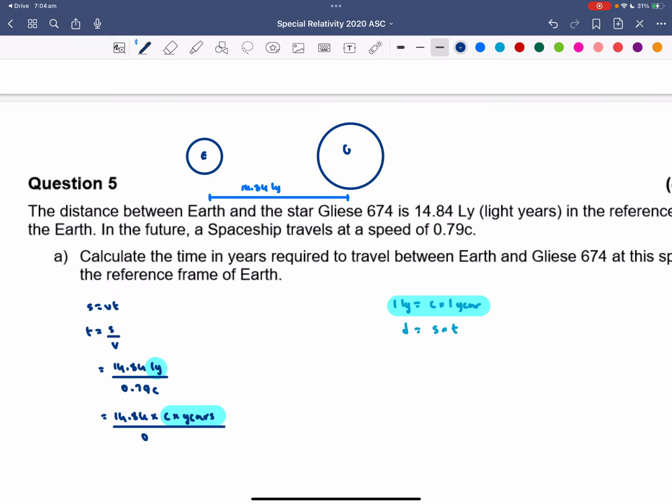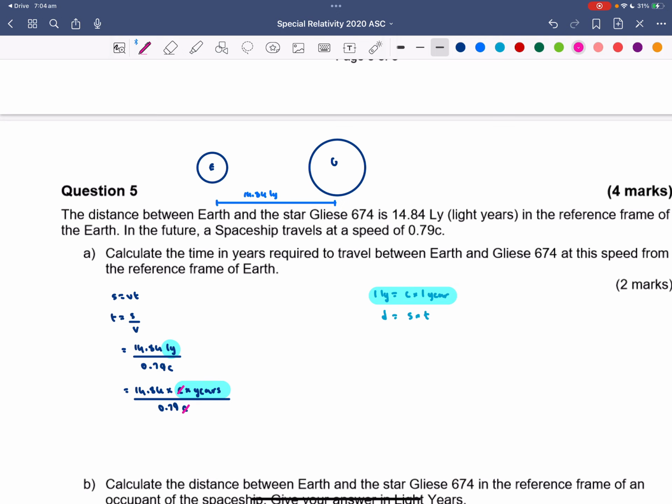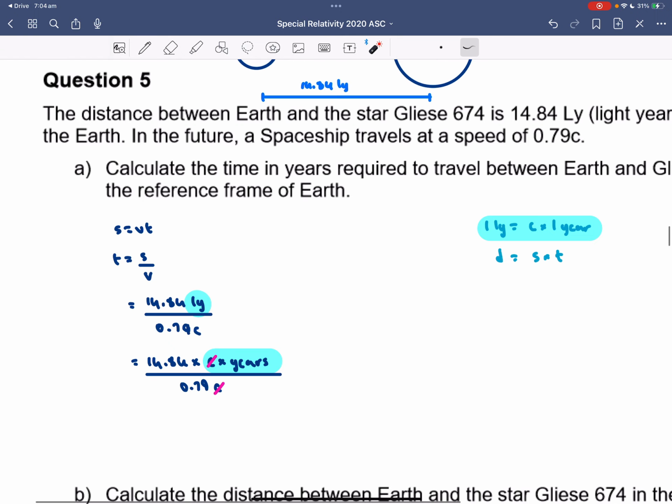0.79c. And then what's so good about writing it the way that I have is that the c's cross out. Not just that, I actually get the answer in years, which is what they wanted, the time in years. So we didn't have to convert the years into days, hours, minutes, and seconds. So really, the answer is just 14.84 divided by 0.79. So the answer is 18.8 years.